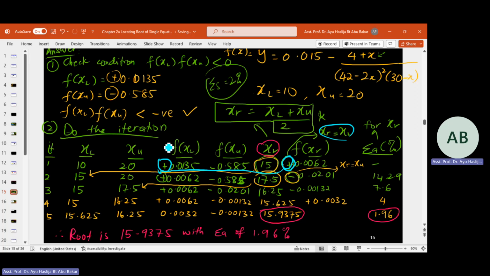Then for the second iteration, you get f(xr) negative, so you replace the negative value of the f(x). So that's why it comes to here. Negative, replace the previous negative value. If positive, replace the previous positive value. That one we focus on the f(x) value. So it's up to you how you want to memorize it, how you want to understand it.